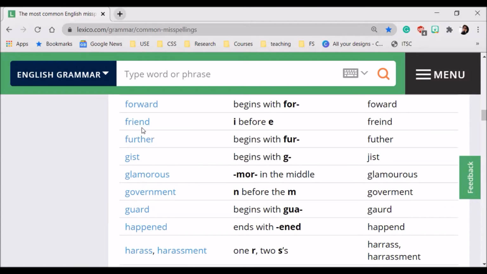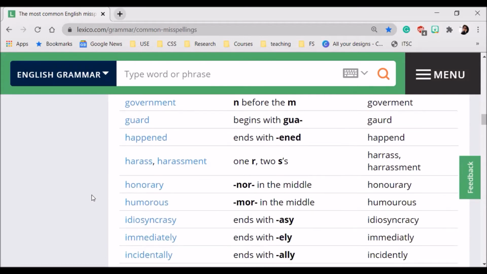And then we have I and E. So they have a common pattern. Then we have further. So here you can find a common pattern as well. So many words are similar too, and we often make the similar mistakes. Then we have further, FUR. Okay, it begins with G. And then we have glamorous, MOR in the middle. Government, it's the same common mistake like environment, so it has N in the middle.